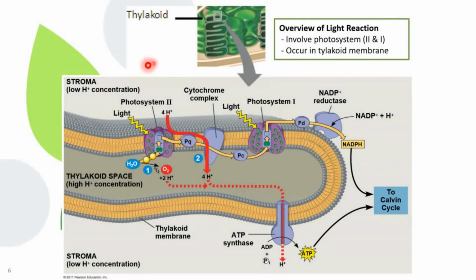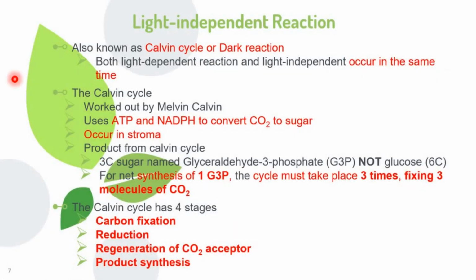Light reaction occurs in the thylakoid membrane. So this is the thylakoid membrane. Dark reaction occurs in the stroma. So this is the stroma. ATP and NADPH produced during light reaction will be used during the Calvin cycle, or light independent reaction. In this video, I'm going to summarize the Calvin cycle and also photorespiration.